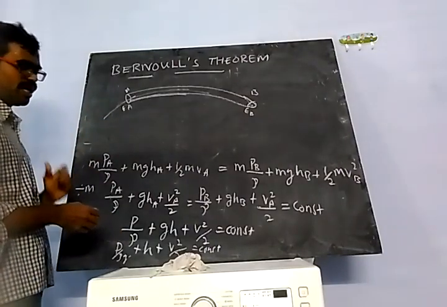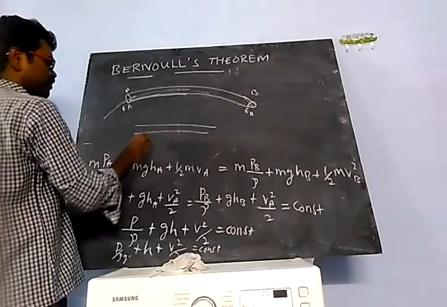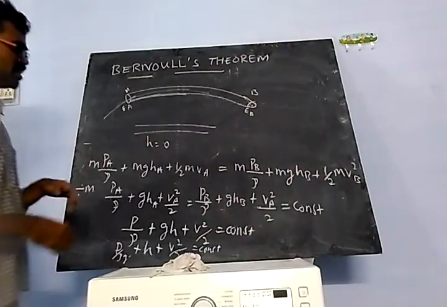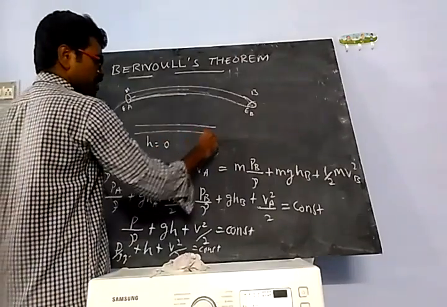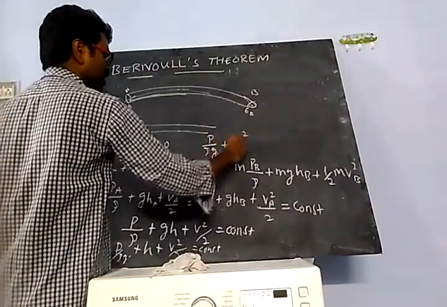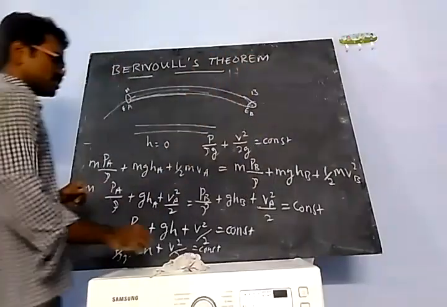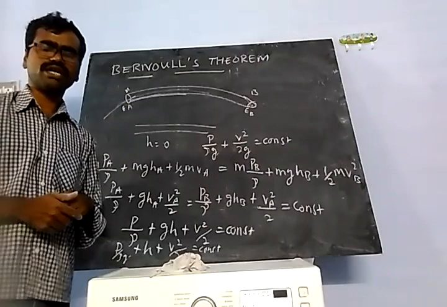And next, suppose this is a horizontal pipe and the height is equal to 0. There is no height. When the height is 0, Bernoulli's theorem becomes P by rho g plus v squared by 2g is equal to constant. So this is Bernoulli's theorem. Okay, ma'am, do you understand? Okay, thank you.